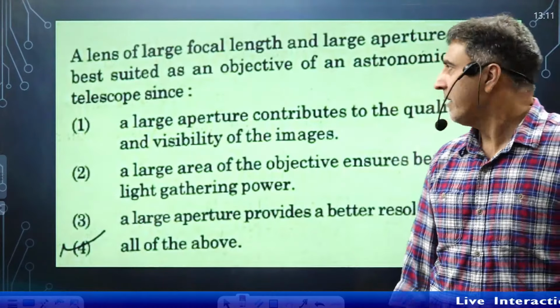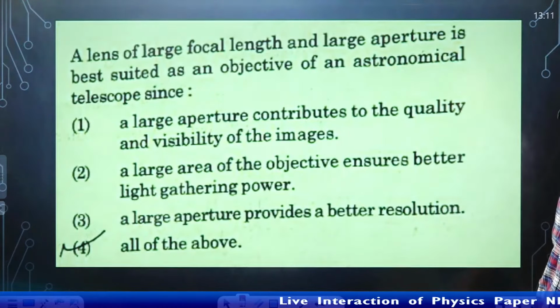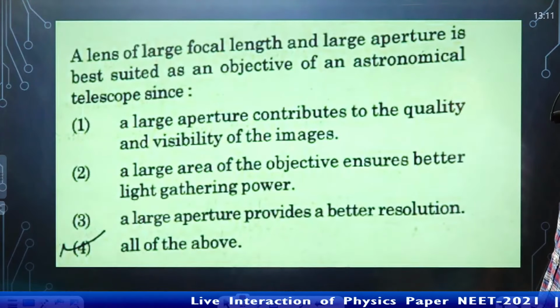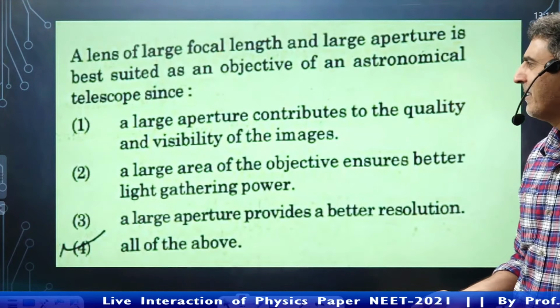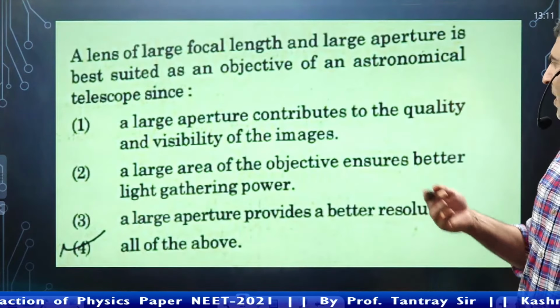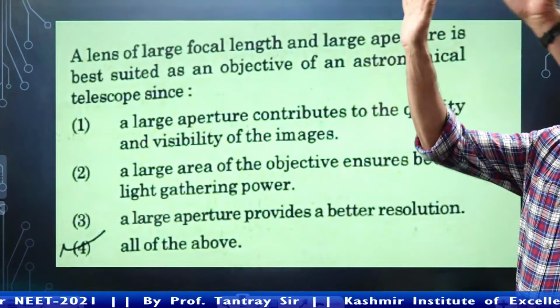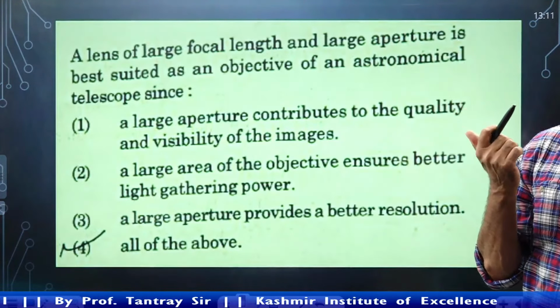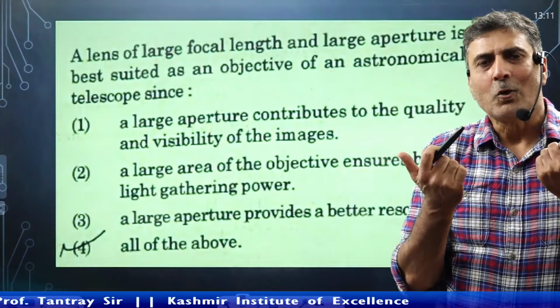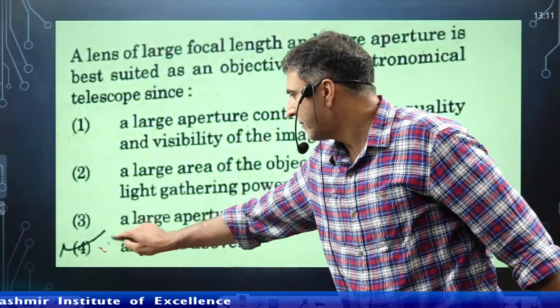Now here is the question. A lens of large focal length and large aperture is best suited as an objective of an astronomical telescope. Everybody should know it. Large aperture contributes to quality and visibility. A large area ensures better light gathering power. The more the area, the more light it gathers to give a better image. So large aperture must be the answer.